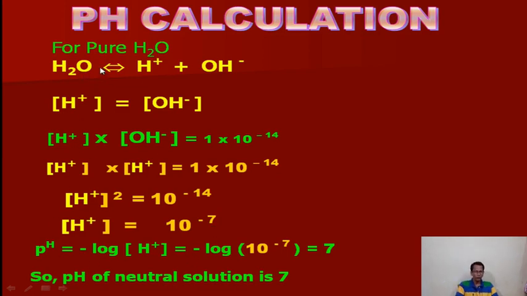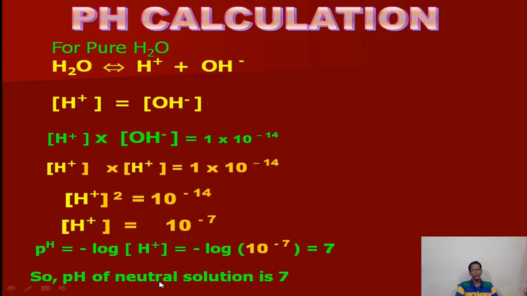So if you calculate the pH value of pure water, then pH is equal to minus log H plus ion value. Then in place of H plus, you put 10 to the power minus 7. So minus log 10 to the power minus 7 is 7, because the power becomes the coefficient. Minus 7 and minus become plus 7, and log 10 will be 1. That's why the pH value of pure water is 7.